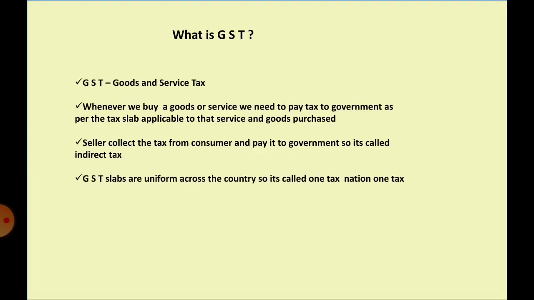And GST slabs are uniform across the nation. Whatever the GST slabs are applicable in Karnataka, same slabs are applicable in Maharashtra, Bihar, Madhya Pradesh, Gujarat. So it is one tax, one nation concept.